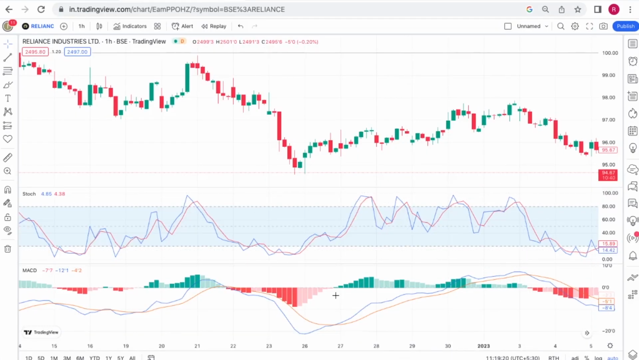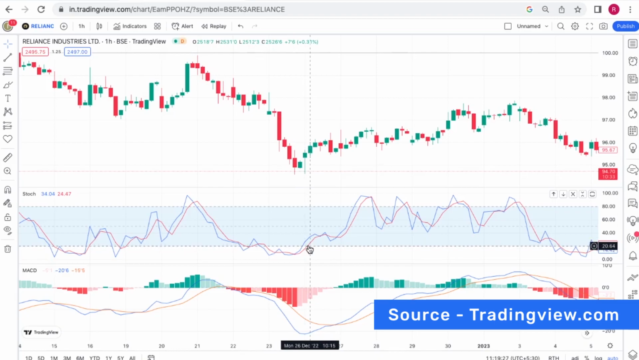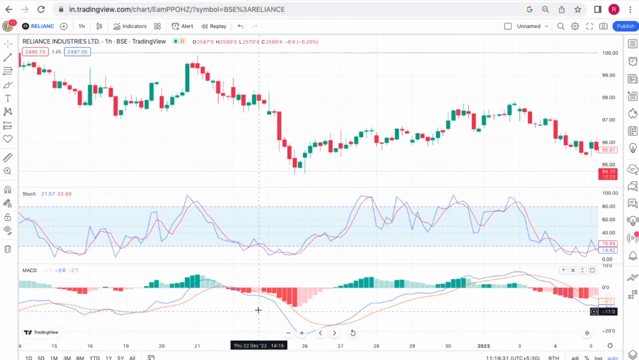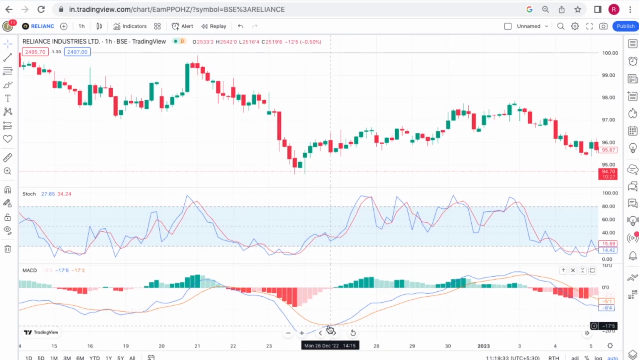Now, as you can see, we've already plotted the stochastic indicator with the K, that is the blue line, and the orange line, which is the D line. And we've also plotted the MACD with the signal line, the MACD line and the histogram.